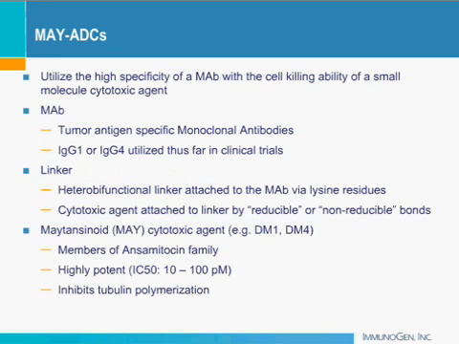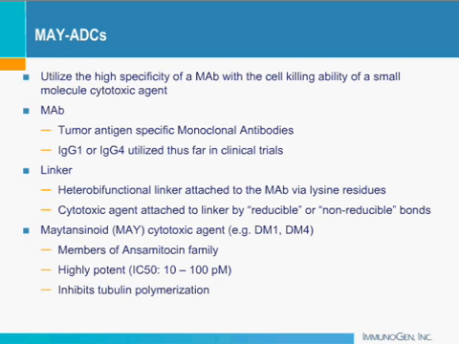To begin with the introduction, maytansinoid ADCs utilize the high specificity of an antibody with the cell-killing ability of a small molecule cytotoxic agent. There are three main components to the ADC molecule. The antibody itself, which is tumor antigen specific, and all antibodies that are being used in the clinic right now with ADCs are either IgG1 or IgG4 type.